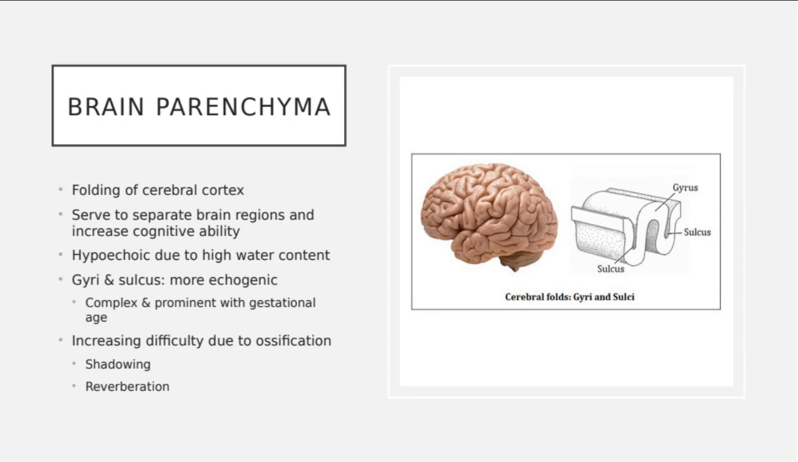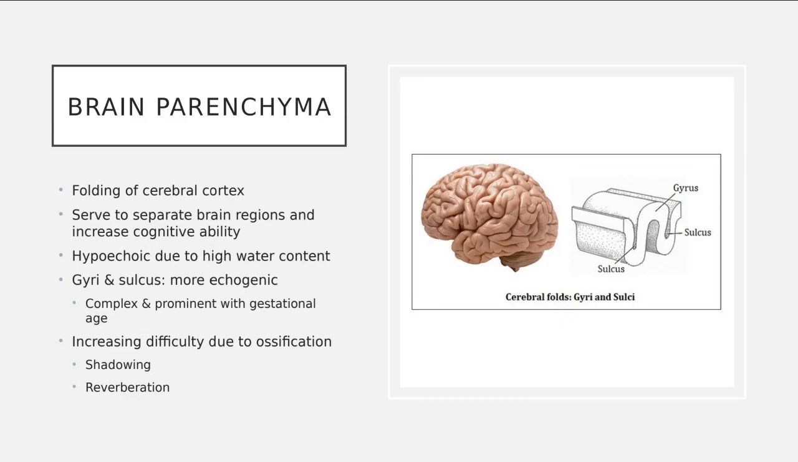So our brain tissue is going to have these separate regions that are in control or responsible for certain things. Our gyri and our sulci are going to become more echogenic the further in the pregnancy that we go. It's starting to become a lot more complex. It's starting to function a little bit more. It's becoming more prominent. But of course, as we know, with gestational age, those bones are going to get larger and larger and ossify harder and harder.